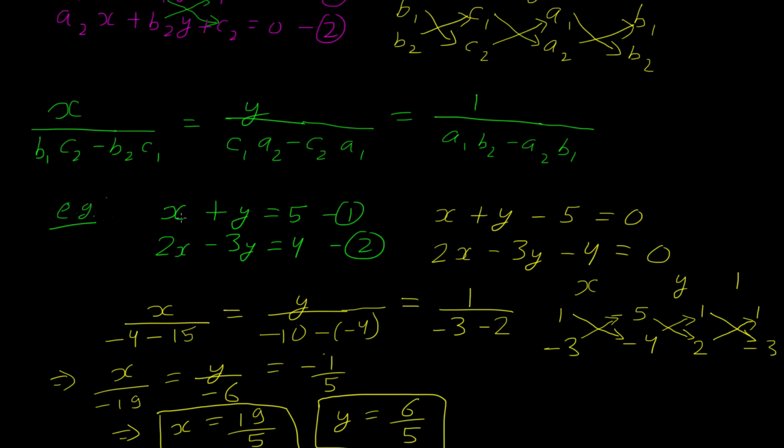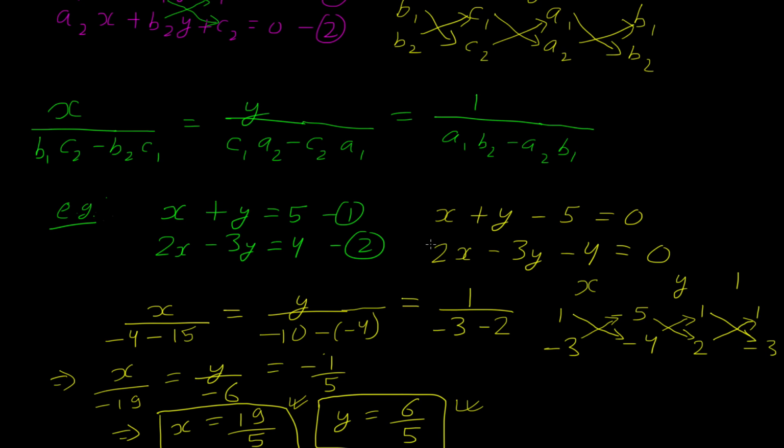It's always a good idea to quickly check if you got the right solution. So 19 by 5 plus 6 by 5 gives 25 by 5, which is 5. That's fine. 2 times 19 by 5 is 38 by 5, minus 3 times 6, which is 18 by 5. So 38 minus 18 is 20, and 20 by 5 is 4. So these solutions are correct.